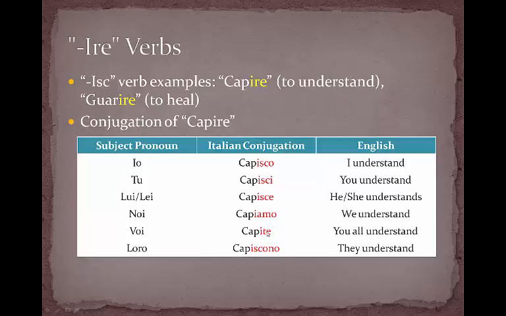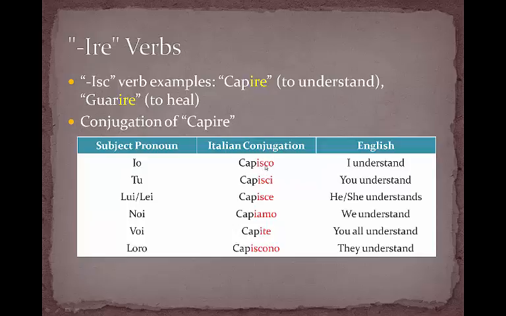You'll notice, again, the only thing you're adding is, for the three singular subject pronouns and the third person plural, this isc, or ish if it's with an i or an e. I'll run through it again just for pronunciation. So capisco, capisci, capisce, capiamo, capite, capiscono.